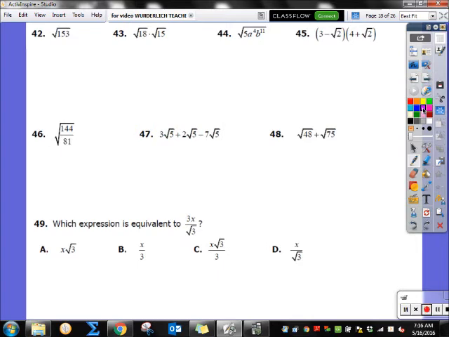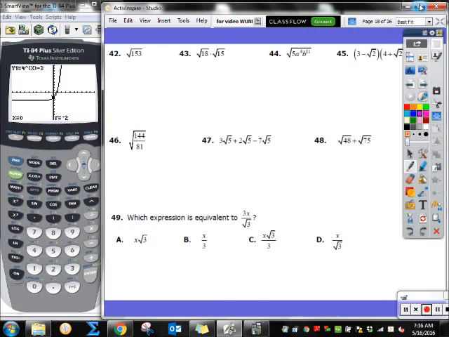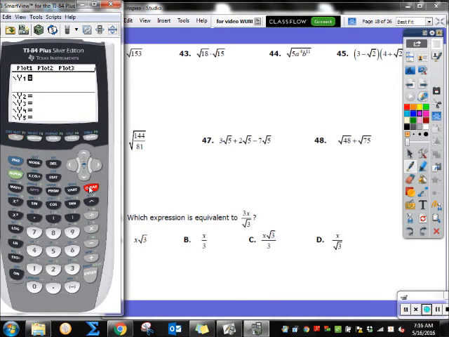Now we have some radicals. So the square root of 153. Now, 153 is not a number that we see a lot, so if you grab your calculator, you can use your trick to find your factors. So I'm going to go to y equals, clear out that calculator, and do 153 divided by x. Second table, now I'm going to look for the largest perfect square.